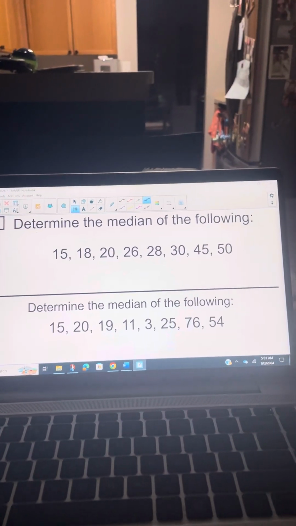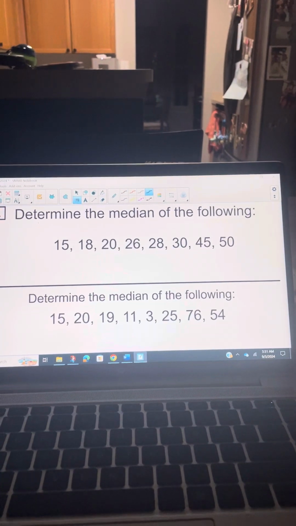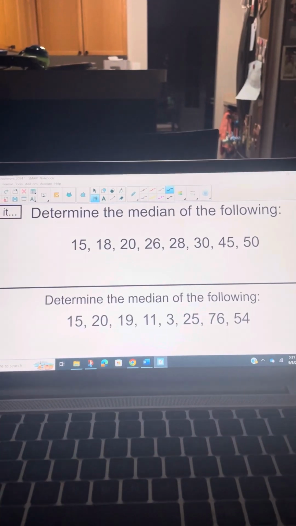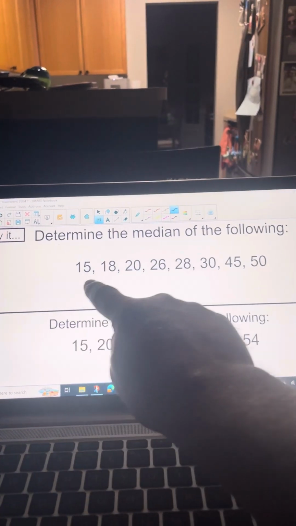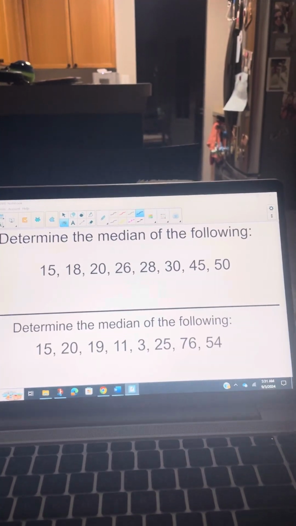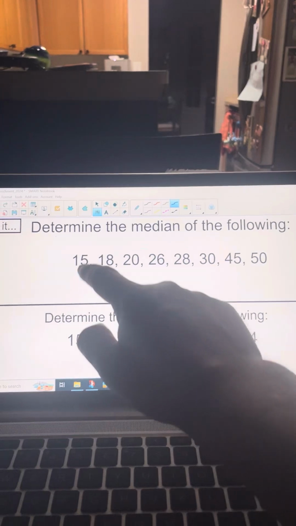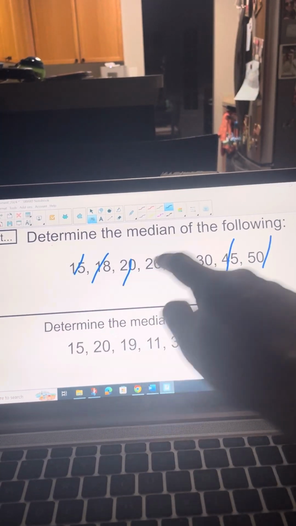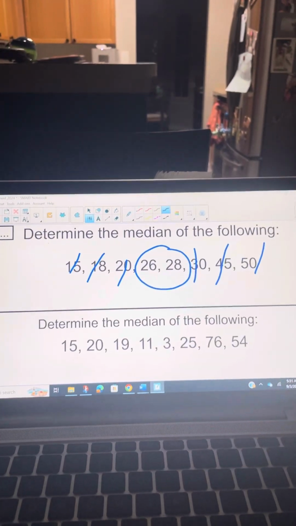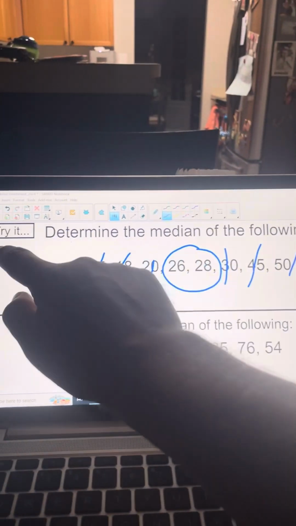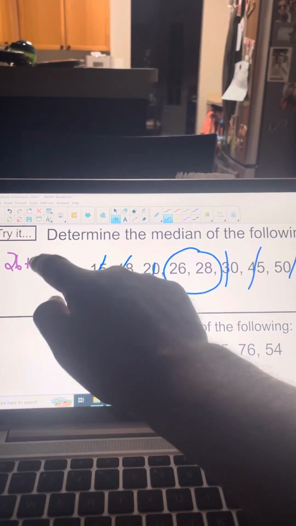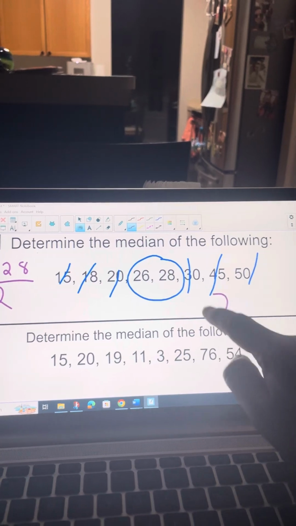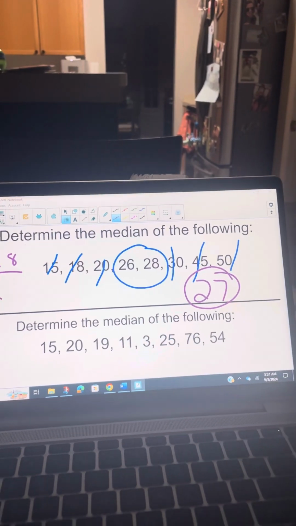Okay, pause the tape and try these 2 now. All right, the first one, they're already in order for us, so we don't have to do any work in terms of putting them in order. As we start crossing off, smallest, largest, smallest, largest, smallest, largest, I see there are 2 numbers left in the middle. So off to the side, I'll do 26 plus 28. That will give me 54, and I divide that by 2, and my answer is a median of 27.